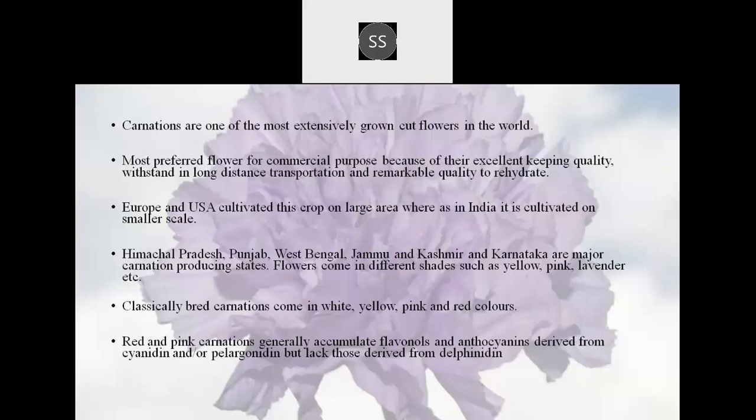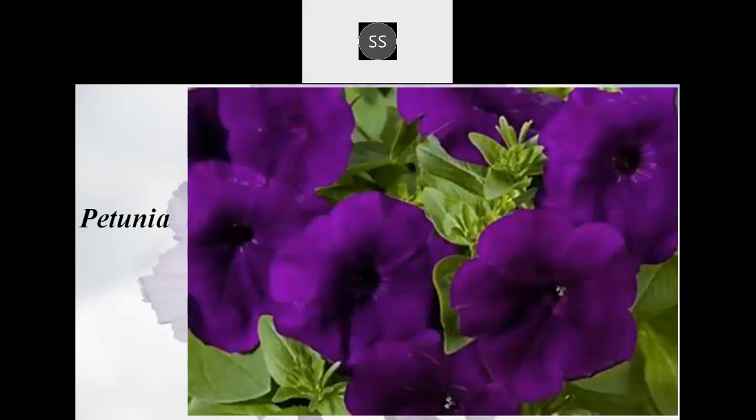Europe and USA cultivate the crop on a large area, whereas in India it is cultivated on a smaller scale. Himachal Pradesh, Punjab, West Bengal, Jammu and Kashmir, and Karnataka are major carnation producing states. Flowers come in different shades like white, yellow, pink, red, and orange, etc. Red and pink carnations generally accumulate flavonols and anthocyanin derivatives such as cyanidin and pelargonidin, but lack delphinidin, which gives blue color.